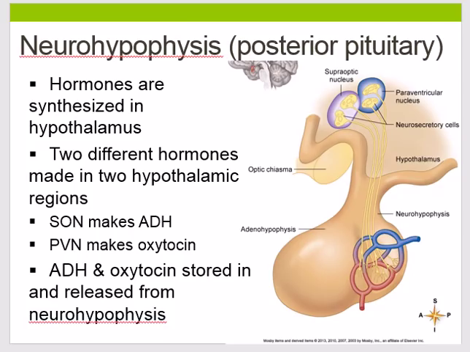And you should know what cells make each. So it's the supraoptic nucleus, which you can see here, that makes antidiuretic hormone, or ADH, and it's the paraventricular nucleus that's going to produce OT, also known as oxytocin. And so ADH and oxytocin are produced here in the hypothalamus, but stored here in the pituitary gland and released from here as well.